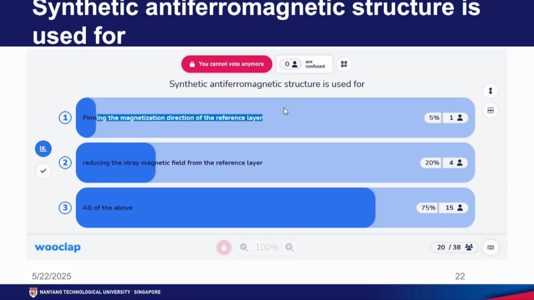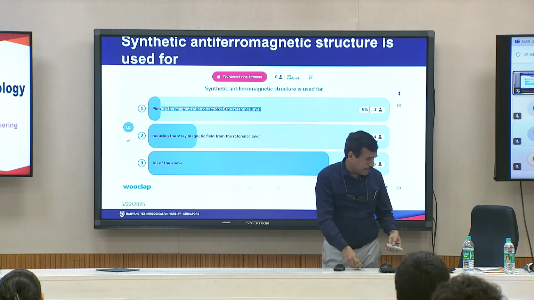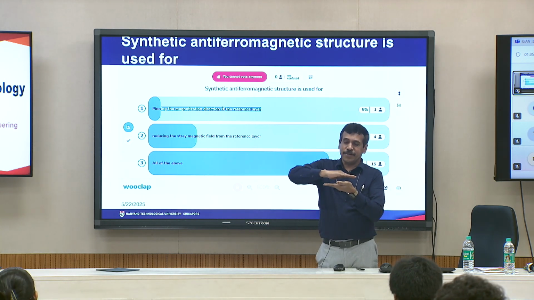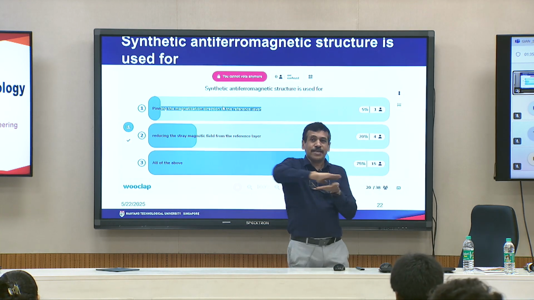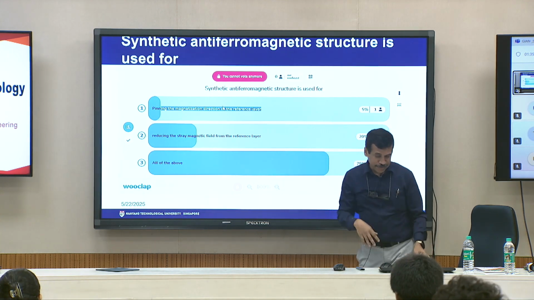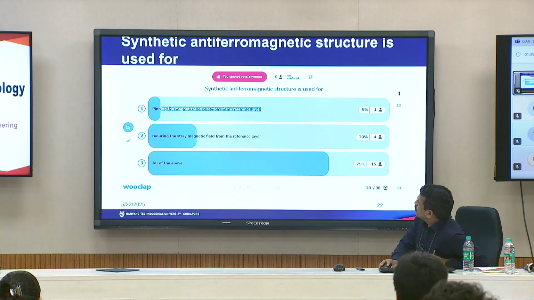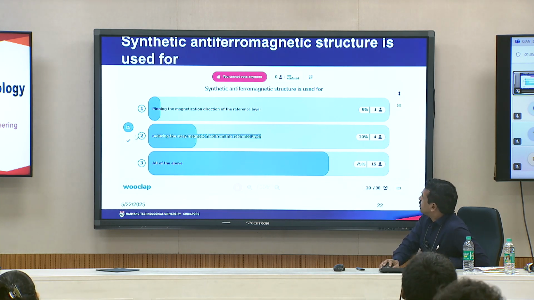Synthetic antiferromagnetic structure does not pin the magnetization direction. What synthetic antiferromagnetism does is it makes the two layers anti-parallel. So, the two magnetizations can be like this or like this. It can be in any direction. It does not pin in any particular direction. Pinning happens only with antiferromagnetic materials. We are using this only for reducing the stray magnetic field. So, 2 is the correct answer, only 4 of you are right.